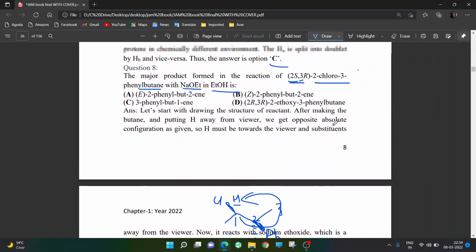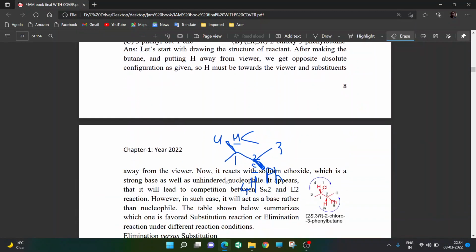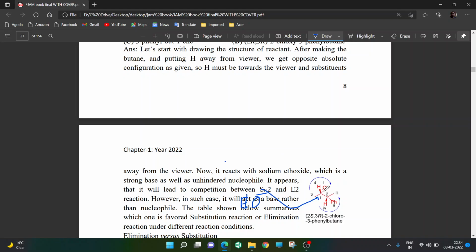Now it says what you are adding is sodium ethoxide in ethanol. This is a very interesting question. Now we can think of 2 ways. Sodium ethoxide means basically we are interested in OEt minus. Now OEt minus can act as a base. It can also act as a nucleophile. So you can think that OEt minus will attack this and Cl minus leaves, and then you get an SN2 reaction. So that will be one way to look at it.